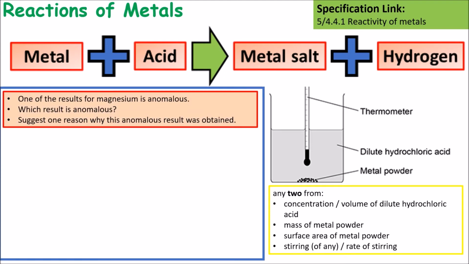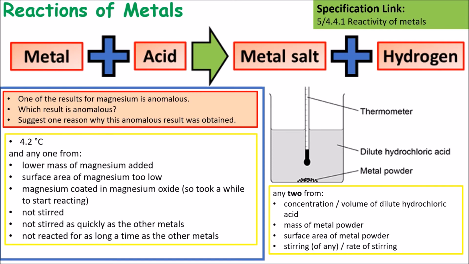One of the results from the magnesium is anomalous. Which one is anomalous and suggest the reason why? So you might want to go back and rewind ever so slightly and have another look at that table. So the one at 4.2, and it could be any one of these reasons.